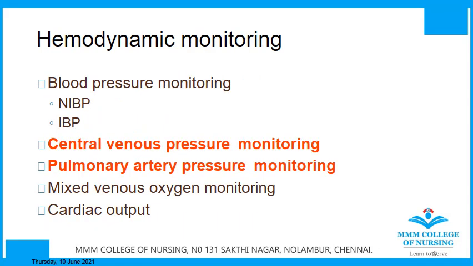Moving on to the hemodynamic monitoring, which is very essential in the ICU. They are blood pressure monitor, that is NIBP or IBP. NIBP is non-invasive blood pressure monitoring and IBP is invasive blood pressure monitoring. It also comprises of central venous pressure monitoring, pulmonary artery pressure monitoring, then the mixed venous oxygen monitoring and the cardiac output. So this comprises the hemodynamic monitoring.